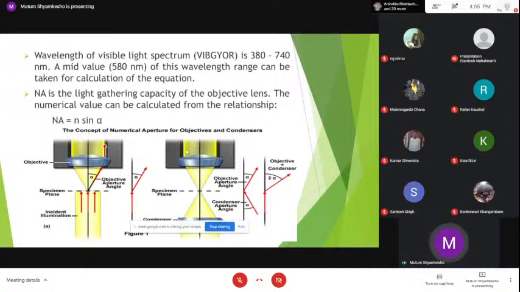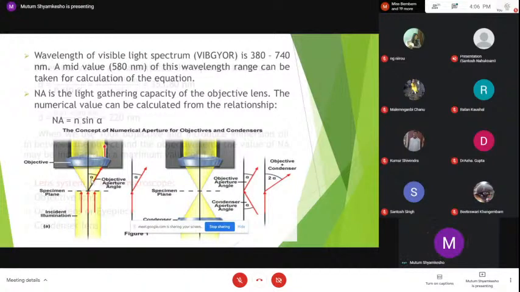And then this alpha is the semi-angle subtended by the extreme ray coming from the object, which is collected by the objective lens. This sine alpha value ranges between -1 and +1. The maximum value of sine of alpha can be +1.